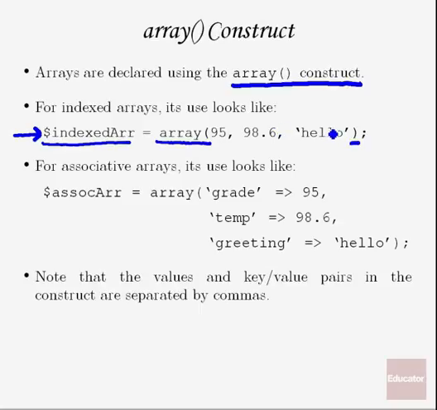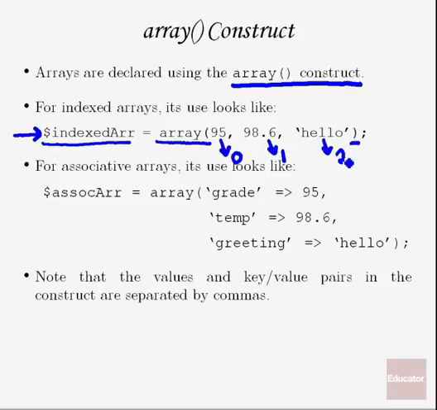Now, because this is an index array, it uses integers as its keys. Because index arrays in PHP begin with the index of 0, 95 is going to be referenced with the key 0, 98.6 is going to be referenced with the key 1, and hello is going to be referenced with the key 2.